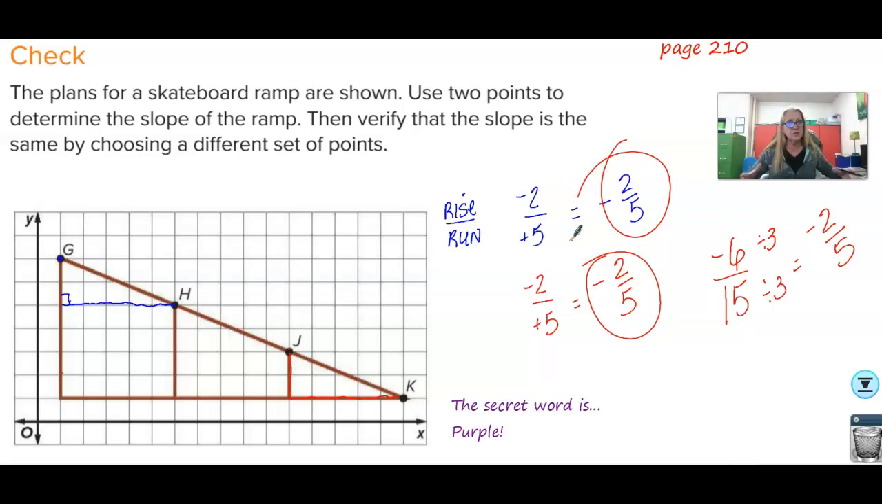The thing is, if you use the bigger triangle, you'll have to reduce your slope. Use the smallest triangle, you won't have to reduce. So if you don't like to reduce, go for the little triangle.